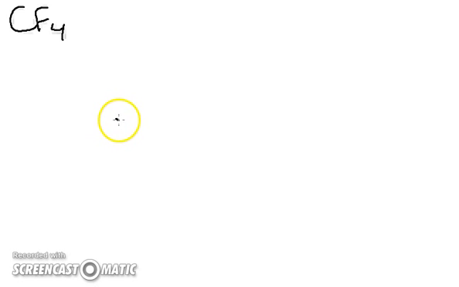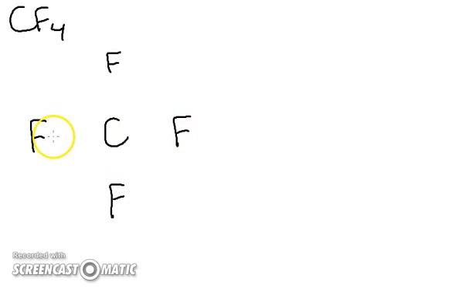In our next step, we can go ahead and set this up as our structure, showing carbon at the center, and then fluorines shown around it. We have 4 fluorines, so we show 4 fluorines around that single carbon. At this point, we've accounted for all of the atoms in the formula.